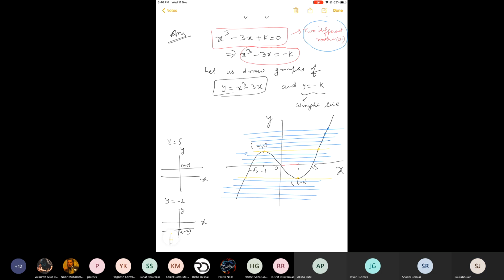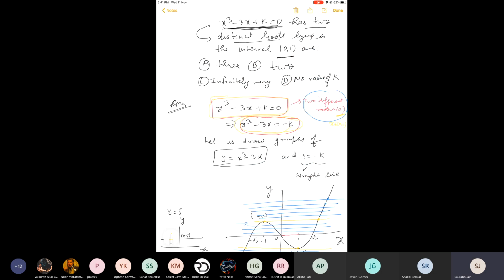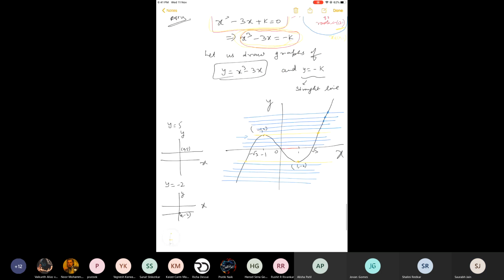2 points. Okay. Now the question says: what are the values of k for which this equation has two distinct roots in the interval 0 to 1? See, the interval is of values of x. So when x is from 0 to 1, can this equation have two distinct roots? Or can these two graphs intersect each other at 2 points? What do you have to say? Can anyone tell me what the answer will be? The options are 3, 2, infinitely many, or no value of k.